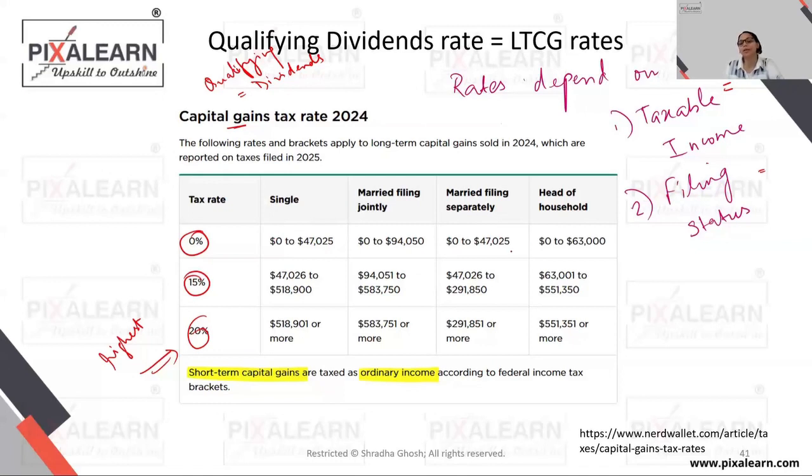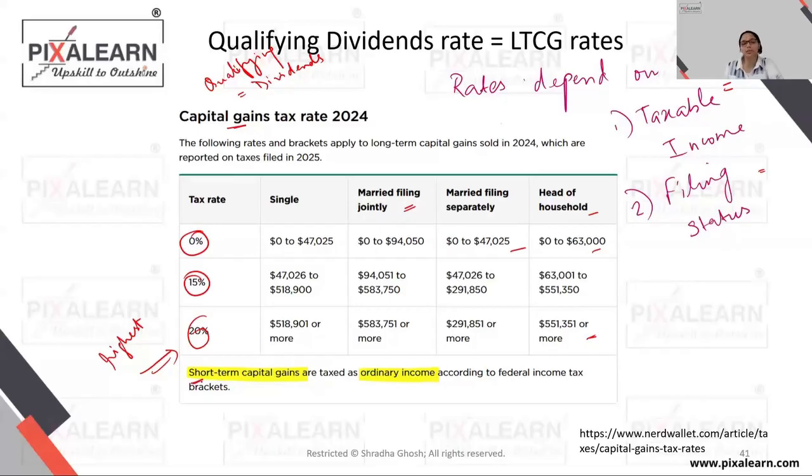And if you see, depending on the amount of income that you're earning, the higher the income is, the higher becomes your tax. Married filing jointly will have the least amount of tax incidence for capital gains and qualifying dividends. For single, it's the highest. Married filing separately is half of married filing jointly. Head of household is somewhere in between.